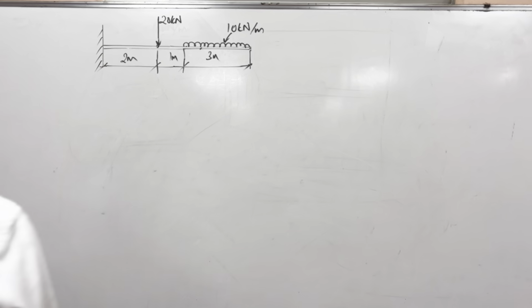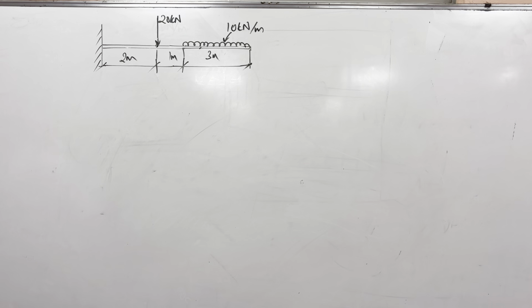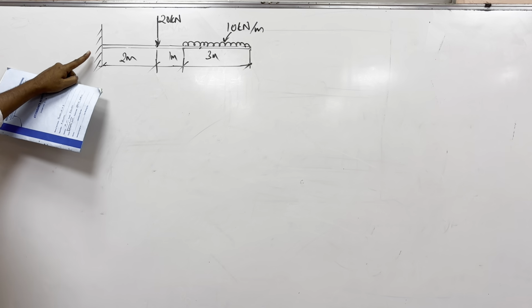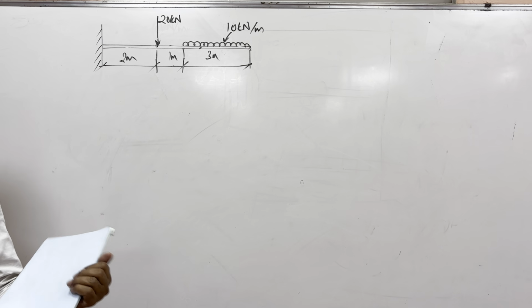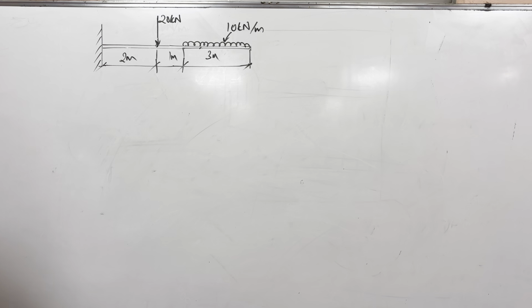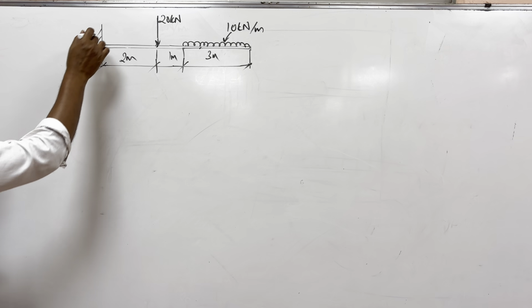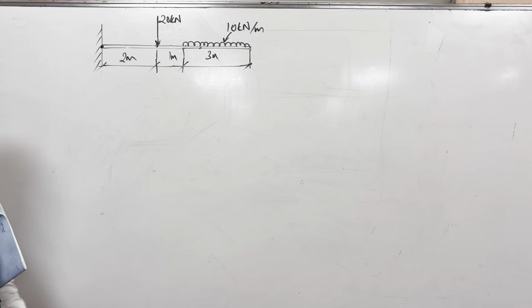Guys, what we're solving now is a numerical on the cantilever beam. In the case of a cantilever beam, there is support at only one side, and that support is not a hinge support, it is a fixed support, something like this. So what does it mean?